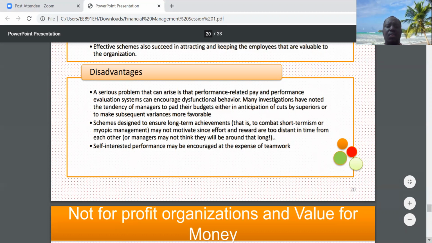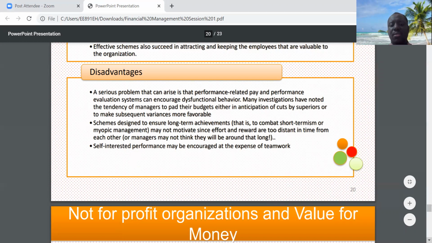The second thing is that it may result in self-interested performance. When you do a lot of incentivization, you must make sure that it does not lead to a focus on self rather than teamwork. If people are always chasing incentives, then it's about them and not about the organization, and it becomes very dysfunctional for the organization. You don't want people to focus so much on just them getting the incentives. You want them to focus on the entire organization and the team.